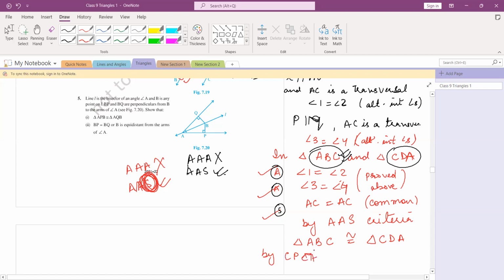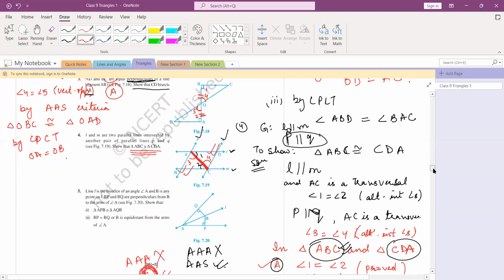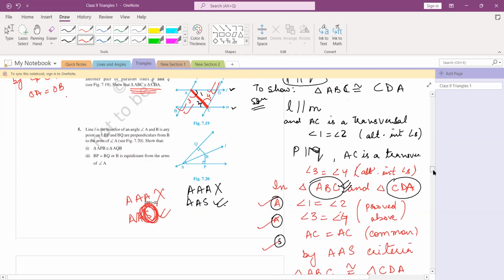what were we supposed to show here? There's nothing else. We just have to show that the triangles are congruent. So we do not require CPCT here. Okay, just write it down. And also, please mark the angles 1, 2, 3, 4 in the question carefully. Do it. I'm moving to the next question then.